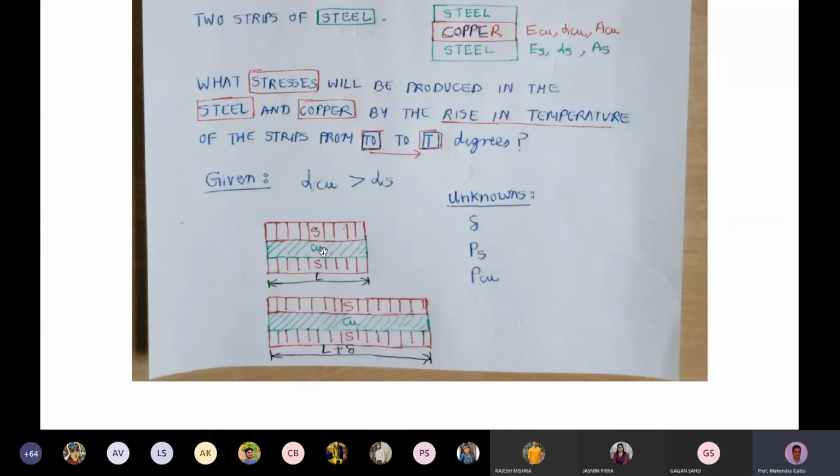So this copper will be subjected to a compressive force. And steel will expand some amount, but copper wants to expand more. So as a result, the steel will have to go somewhere. Still, it will move more to the right, and it will be subjected to a tensile force. So this variation in the coefficient of thermal expansion produces internal stresses in the steel and copper.